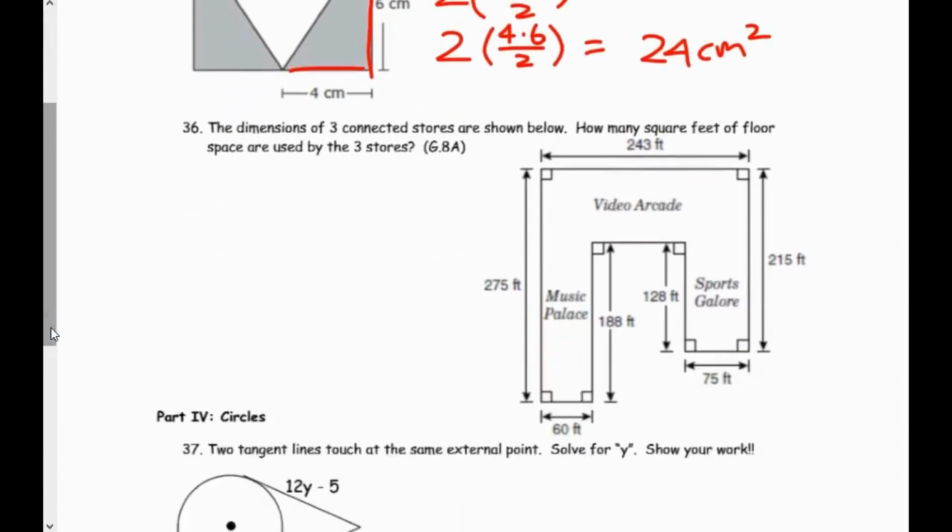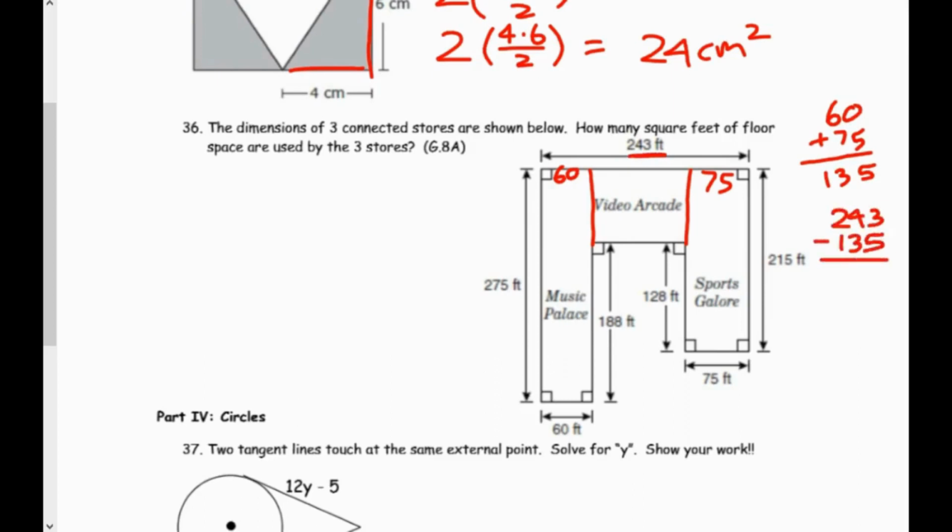36. The dimensions of 3 connected stores are shown below. How many square feet is it going to be? So, basically we can break this up into 3 sections and find those 3 areas and add them up. So if I keep this going straight and this going straight, okay, this is 60, this is 75, what is 60 plus 75? 135. I'm going to take that whole thing, 243 minus 135. I get 108.